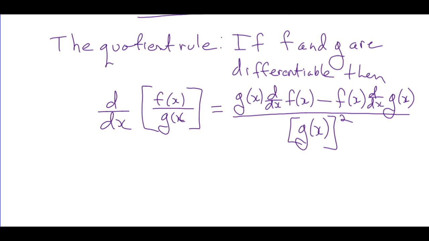So in other words, it's the function on the bottom, the g of x, times the derivative of the function on the top, so f prime at x. Another way to say that: minus the function on the top, f of x, times the derivative of the function on the bottom, g prime of x, all over g of x squared. Just plain old g of x, just the function that was on the bottom. So we're doing two derivatives, and we're taking two times, we're just taking the original function.